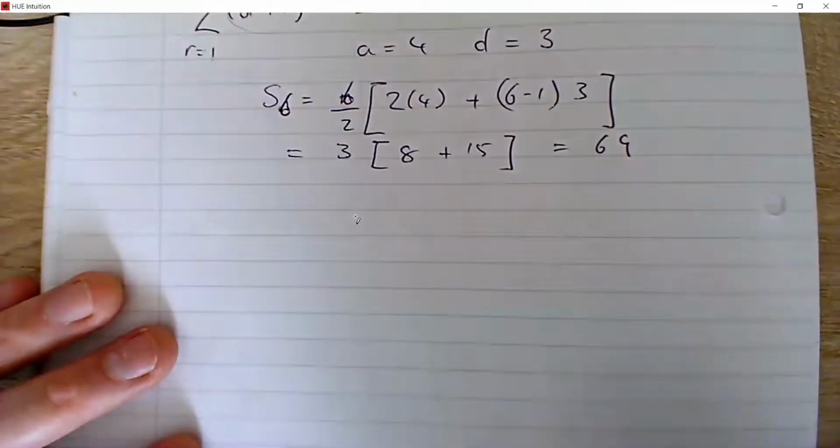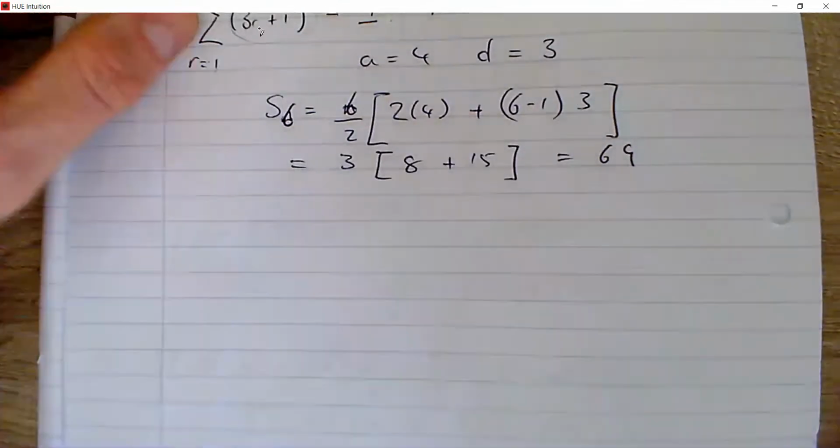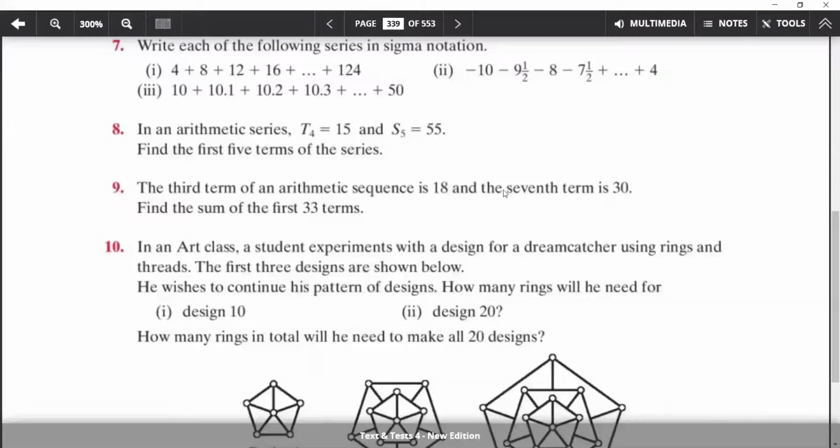Okay, I'm going to ask you to do maybe part 2 and 3 yourselves. And I am going to wrap up with question 9 there, which says the third term of an arithmetic sequence is 18 and the seventh term is 30. Find the sum of the first 33 terms.